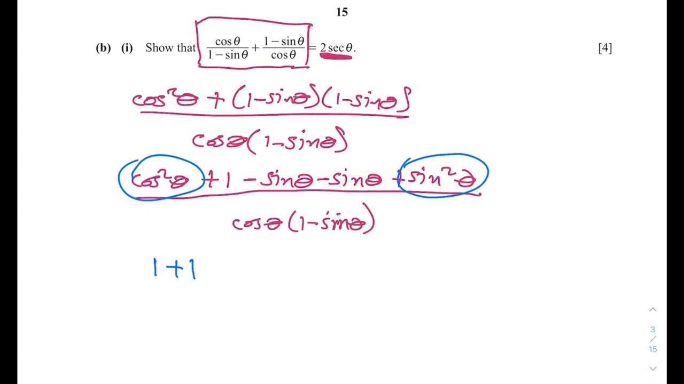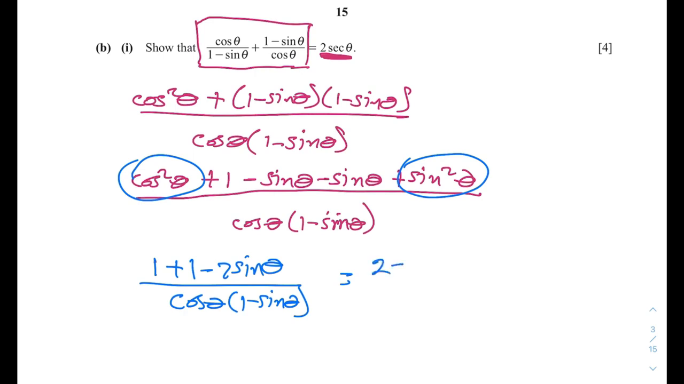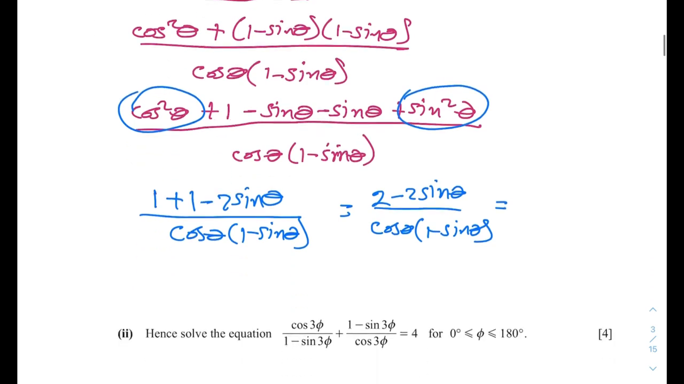This will give us negative 2 sine theta, right? Negative 2 sine theta over what? Cos theta into bracket 1 minus sine theta. Now, the numerator will give us 2 minus 2 sine theta over cos theta into bracket 1 minus sine theta. And then in the numerator, you can just factor 2 out. So you have 2 out, you have 1 minus sine theta over cos theta, over cos theta into bracket 1 minus sine theta.